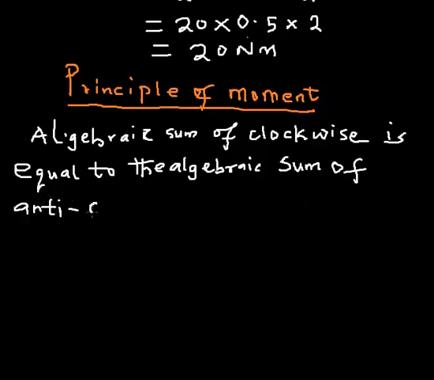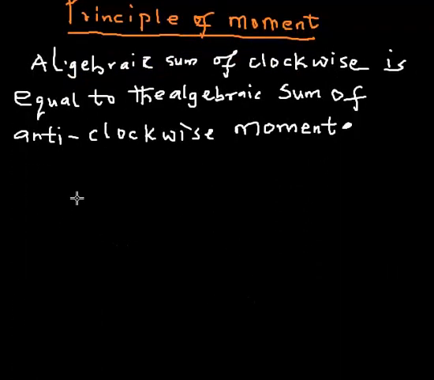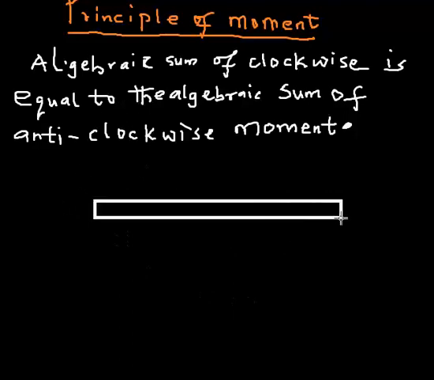So for the equilibrium of a body to be established, the algebraic sum of the moments about a point, of course the point where that body is pivoted, all right, the point of turning, should be equal to the algebraic sum of anti-clockwise moments. Now, for this to make sense, I will illustrate the principle of moment using the same meter rule experiment.